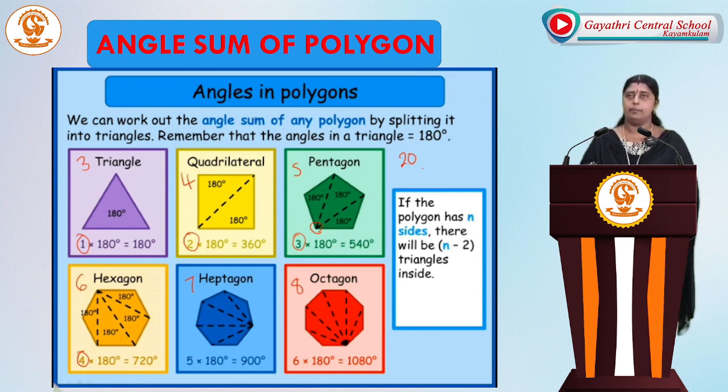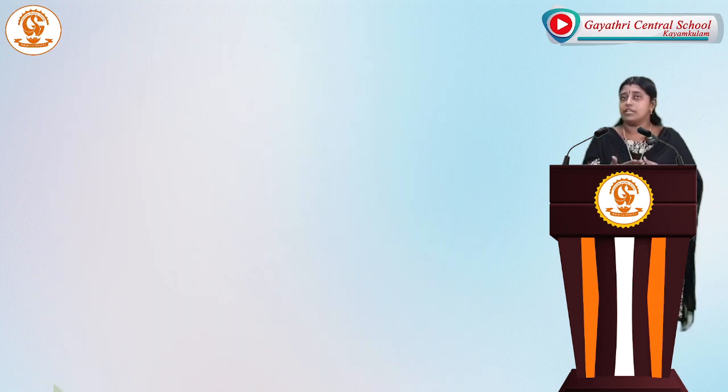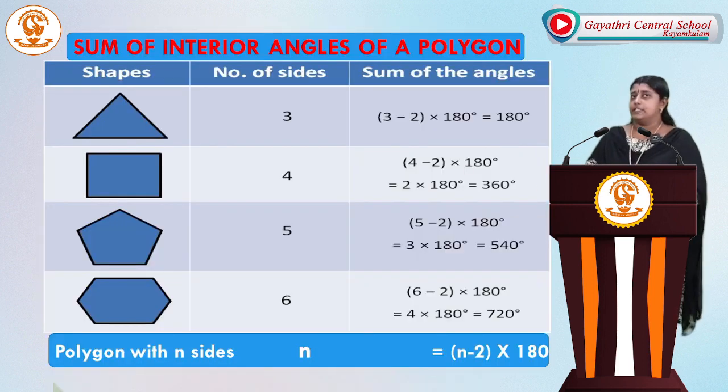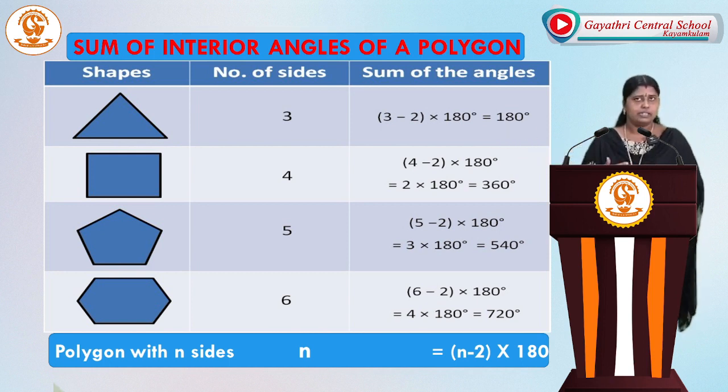Tell me, Mola. Ma'am, n minus 2 into 180 will be the sum of the interior angles? Yes, very good, Mola. Yes, we can generalize the formula like this. Here we can see the triangle. There are 3 sides. So 3 minus 2 into 180. 3 minus 2 is 1. 1 into 180 is 180.